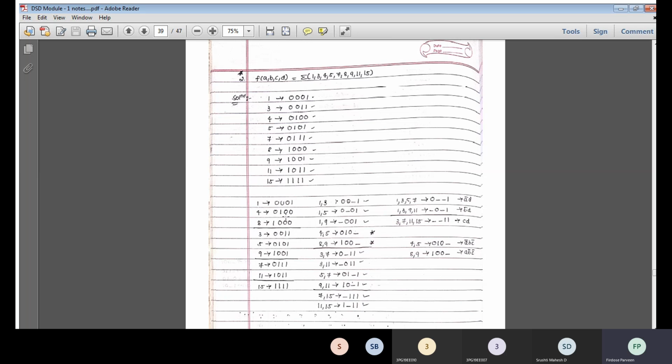So 1 is there, 4 is there, 8 is there, 3 is there, 5 is also there, 9 is also there. Okay, 7 is there, 11 is there, and 15 is there. So all are there. Okay, fine. So now what I will do, I'll compare the group elements of this with group elements of this and this group elements with this.